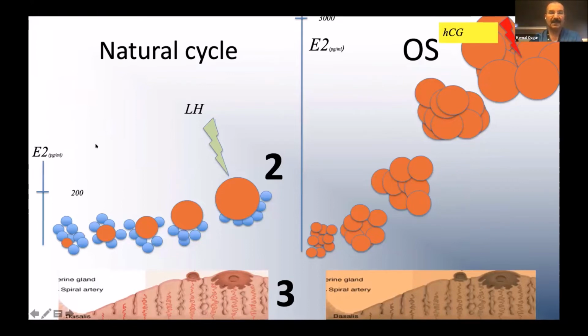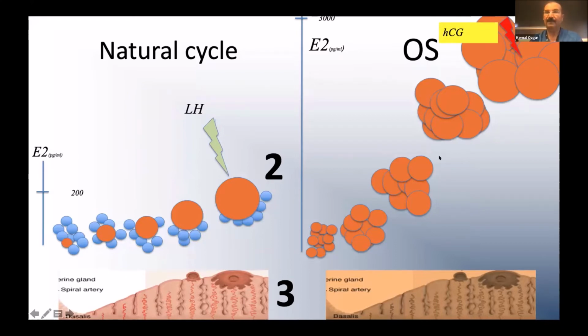cycle. In the natural cycle, you can see that the orange one is the growing follicle. In the natural cycle, you again have many follicles, but just one of them becomes dominant, and becomes the mature follicle and ovulates. And under this influence, this is the endometrium. The endometrial lining is under this influence, and this is the natural cycle.